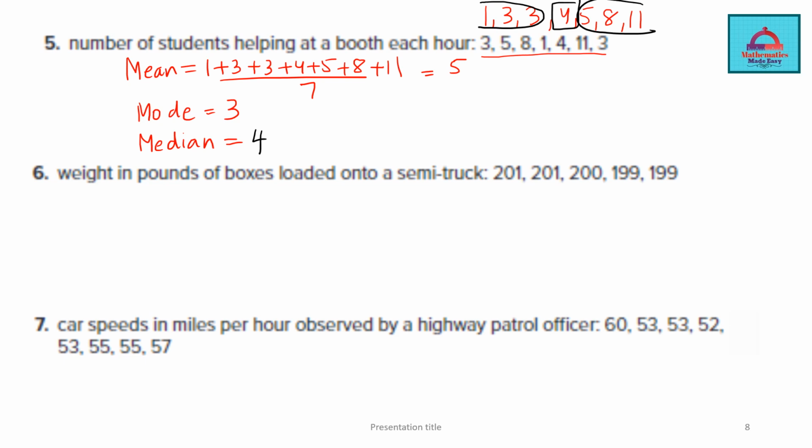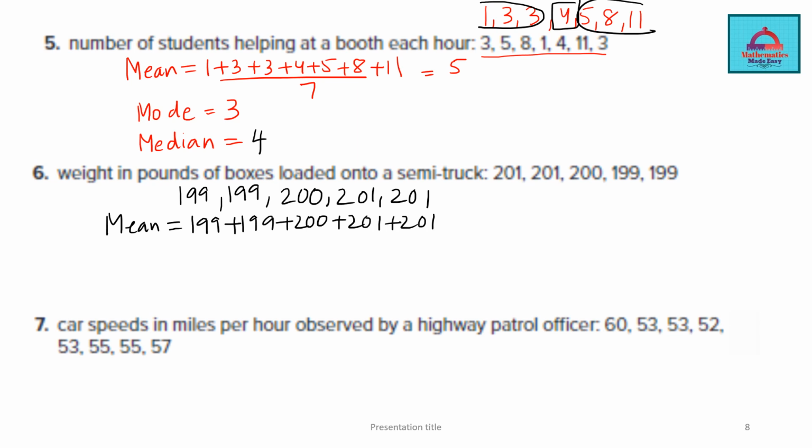Let's do the next one now. So here 199 is the smallest, repeated 1 time, then 200, then 201, then 201. So I arrange in ascending order. Again, we find the mean by adding them all and then dividing it with 5 because there are 5 numbers.